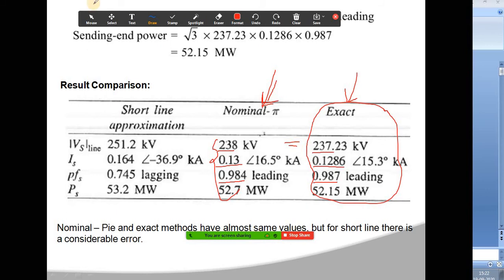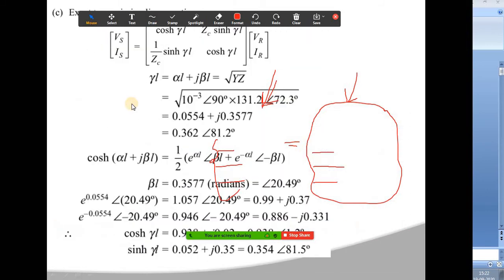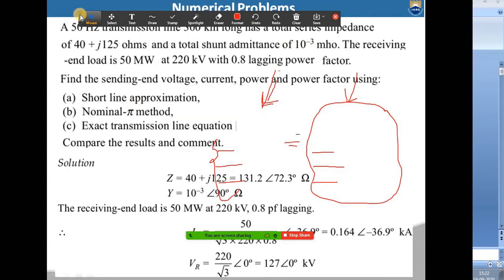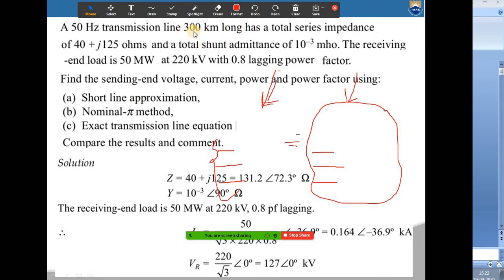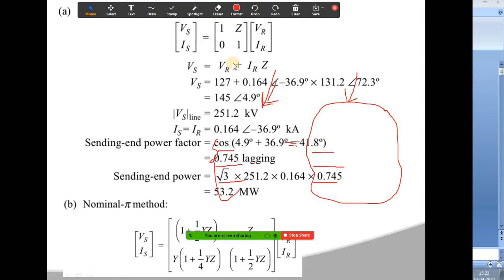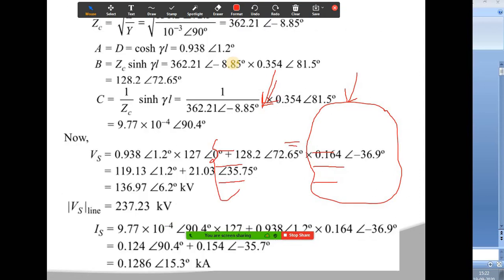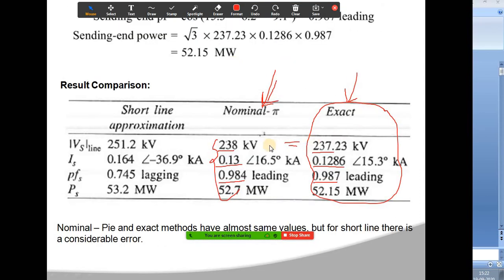Now if you see the problem here, this is a transmission line with a length of 300 kilometers. So up to 300 kilometers you can use the nominal pi method for calculating the sending end voltage, current and power factor, voltage regulation and efficiency. The nominal pi method will give nearly accurate results, the same as the exact solution. If you observe these two, they are almost near to each other.